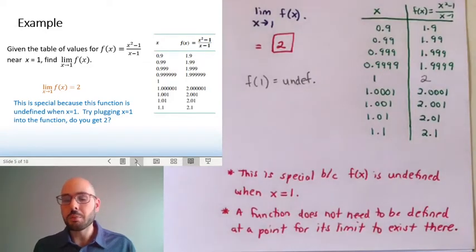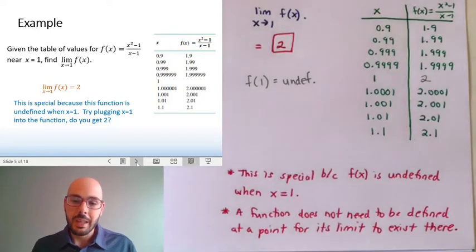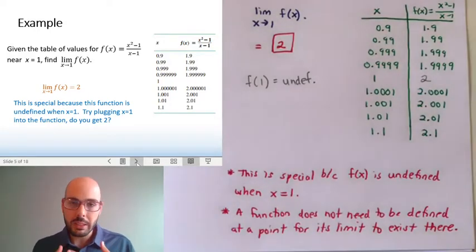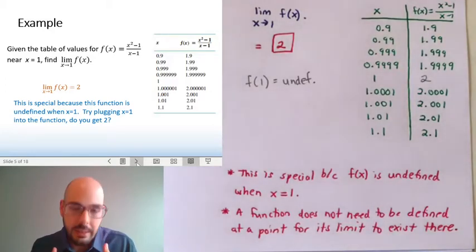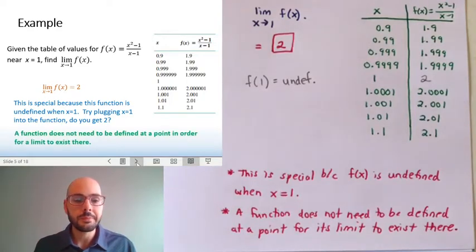This example is special because the value actually doesn't exist. It's undefined there, which tells us that a function does not need to be defined at a point in order for the limit to exist there. It doesn't actually have to have a y value in order for it to have a limit. So make sure you write that down. It's going to happen quite a bit for us.